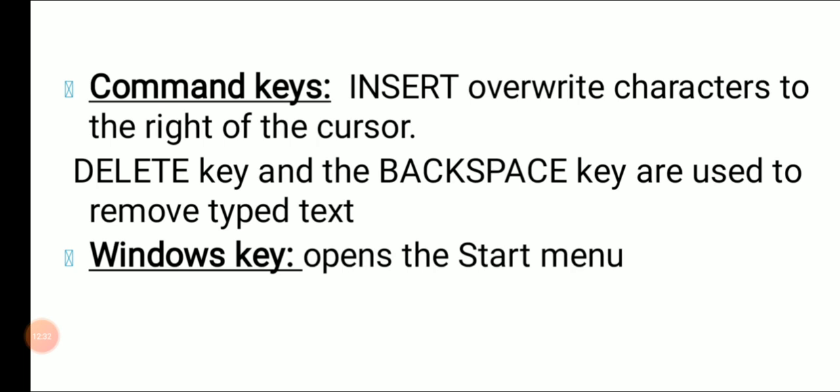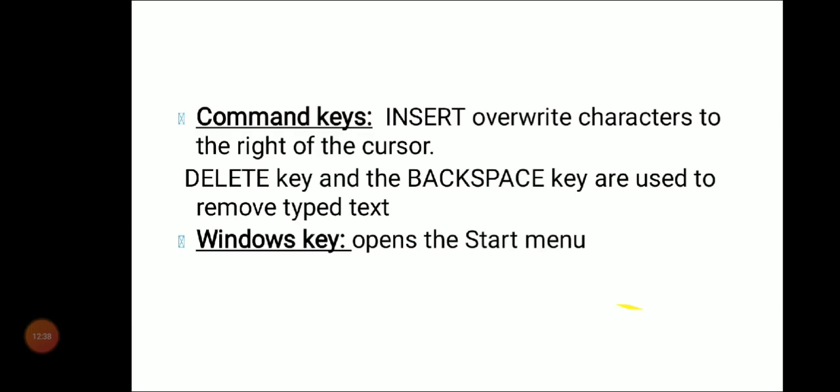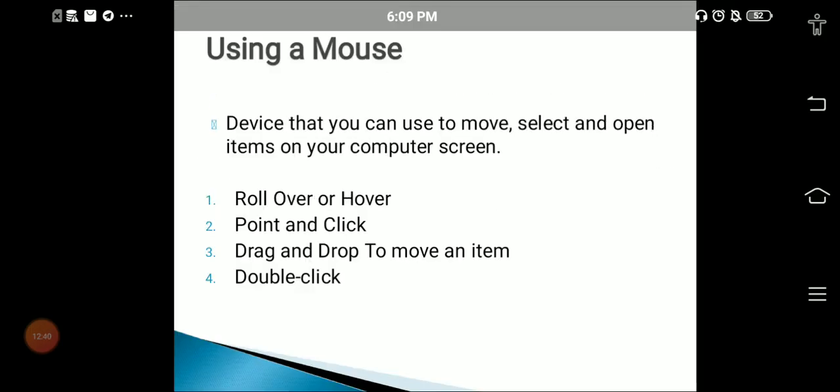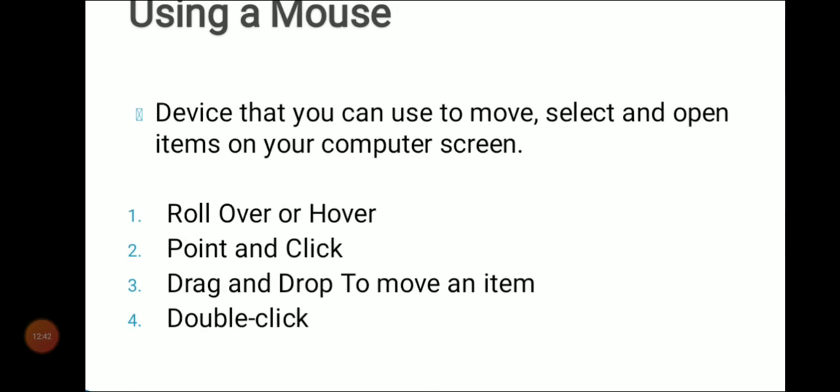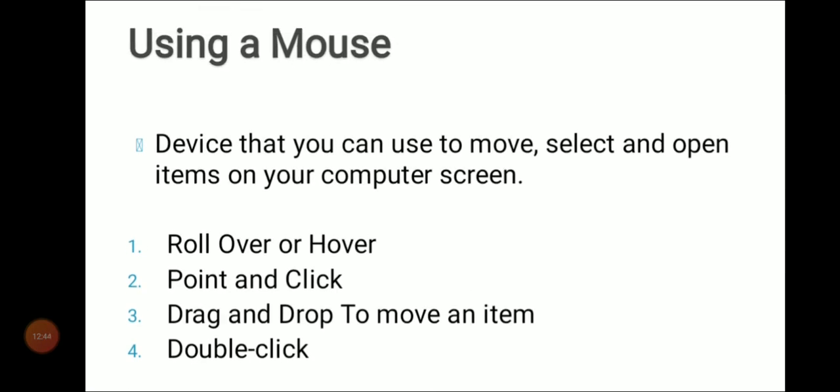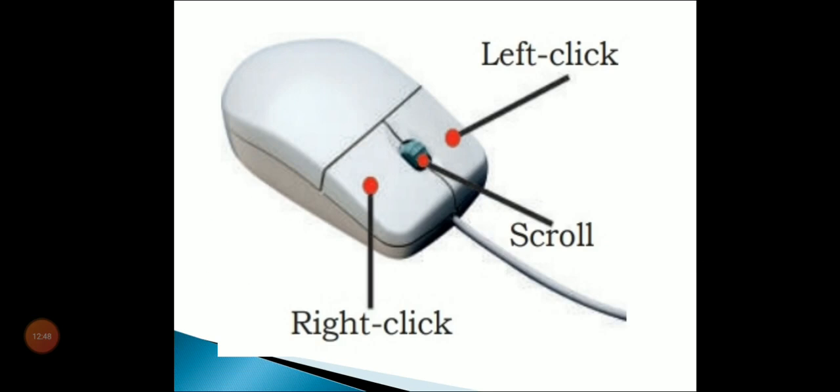Next one is your Windows key. The Windows key we are using to open the Start menu. Okay, this one is your Windows key. Next, the second device is your mouse. Mouse, you will check that mouse pointing device.